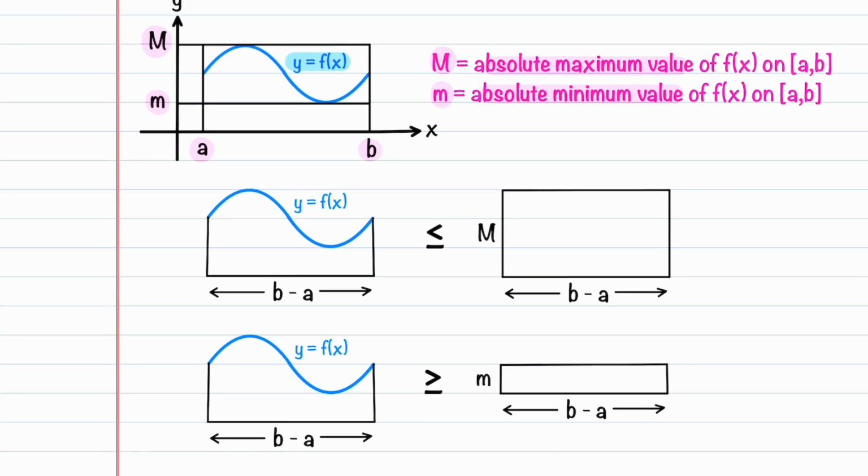Let's start by comparing the area under the curve y is equal to f of x to the area of our large rectangle that has a height of M and a width of b minus a. You can see from this graph that the area under the curve is less than or equal to this large rectangle. Now let's look at the graph right below it. Let's compare this area to the area of our small rectangle, which is little m times b minus a. You can see that the area under the curve is greater than or equal to this small rectangle.